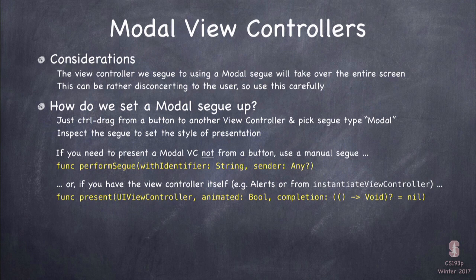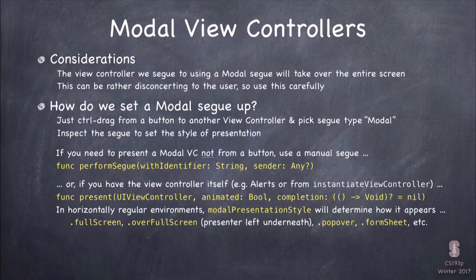And present just takes the view controller you want to present, whether you want to animate it appearing on screen, which you usually do, and then a completion handler. When the animation's done, it'll call a completion handler. Often we just ignore that. That's why it defaults to nil there.